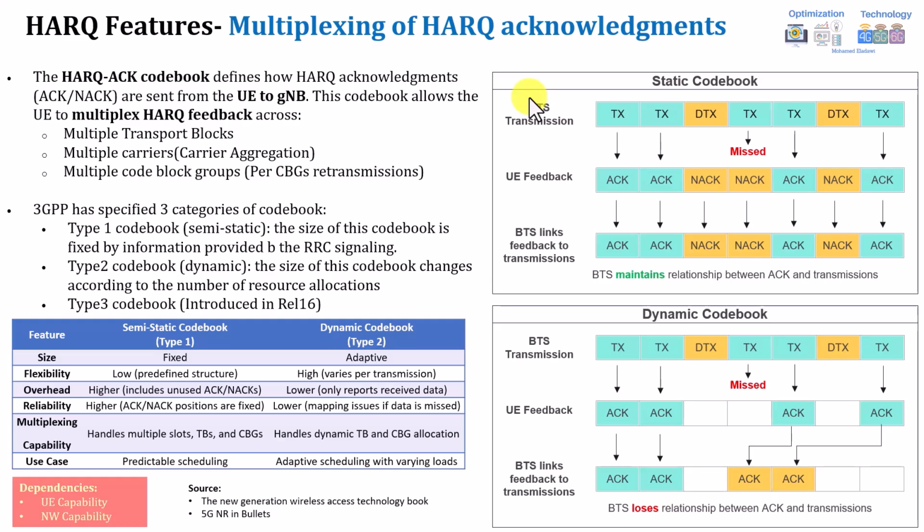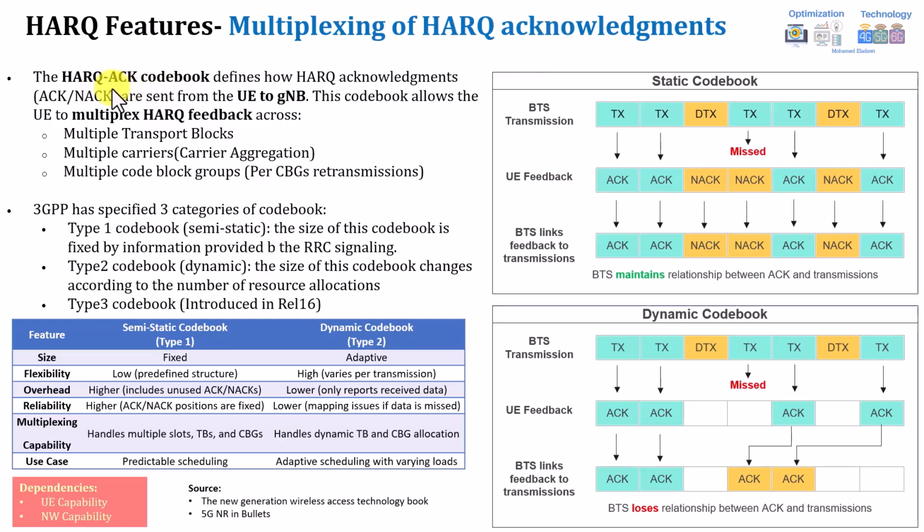Okay, so there are two types: something called static codebook, as mentioned above here, and dynamic codebook. Actually, in general, it's three types, but the third one was recently introduced. There is not too much information about it, but the most common one, which is currently used in the majority of networks, would be the dynamic one. I'm going to explain the differences between them. But first, what it means again by multiplexing of HARQ acknowledgement.